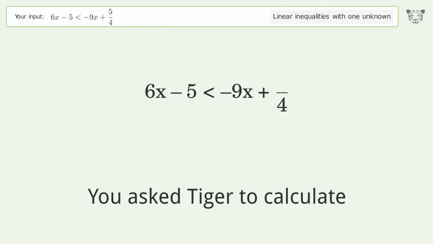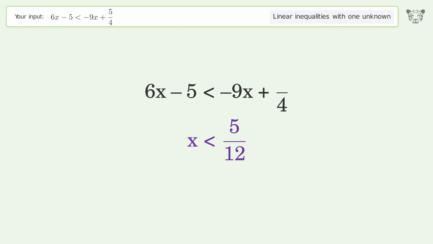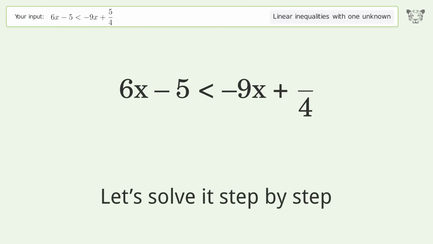You ask Tiger to calculate. This deals with linear inequalities with one unknown. The final result is x smaller than 5/12. Let's solve it step by step.